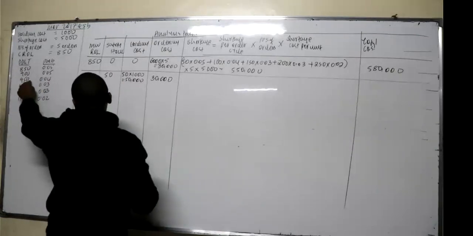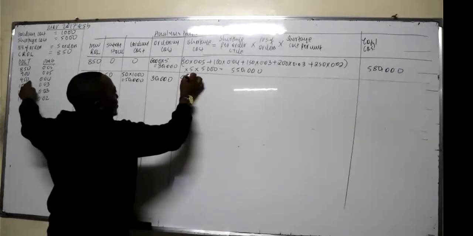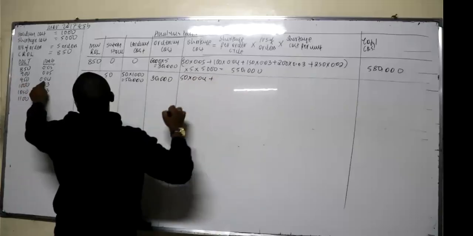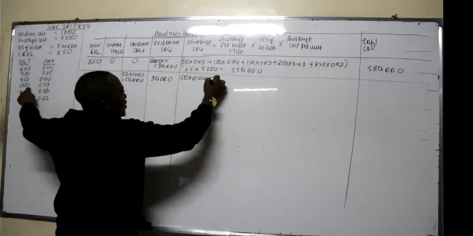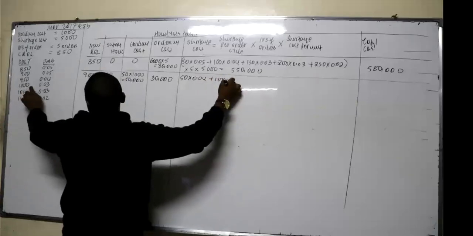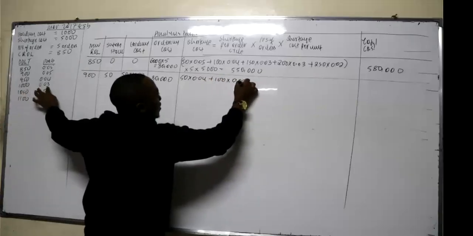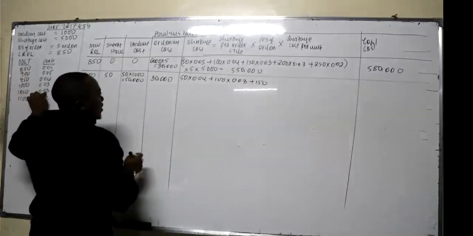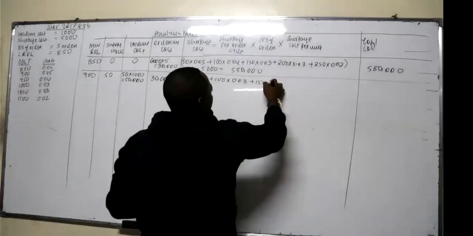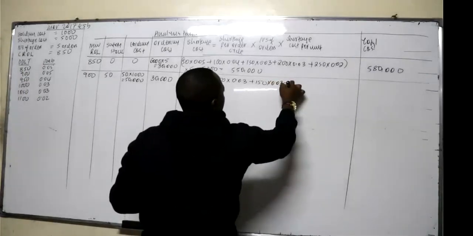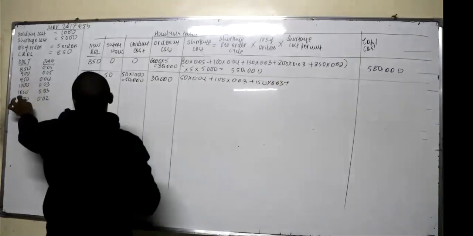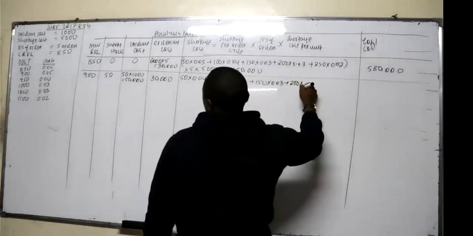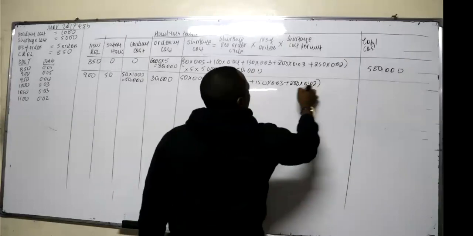At 900, demand can increase to 950. You run short by how many units? 50. And the probability of that happening is 0.04. 900 to 1,000, you run short by 100, and the probability is 0. From 900 to 1050, run short by 150, and the probability is still 0.03. And lastly, from 900, demand can increase to 1,100. You run short by 200 with a probability of 0.02.